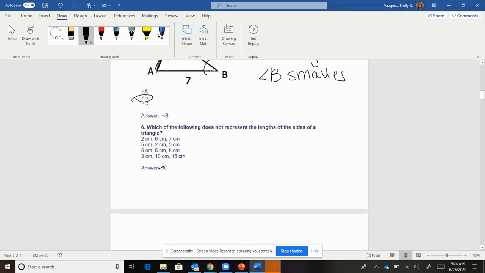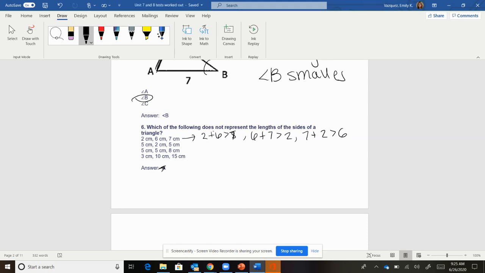So angle B must be the smallest angle. For number 6, which of the following does not represent the lengths of the sides of a triangle? So for this one, we were using the theorem that basically when you add two sides together, they should always be greater than the third side. So you want to use your combinations here. For example, for the first one, I have 2 plus 6 should be greater than 7, and it is. I would also have 6 plus 7 should be greater than 2, and it is. And then the last combination would be 7 plus 2 must be greater than 6. So that one is a possible triangle.